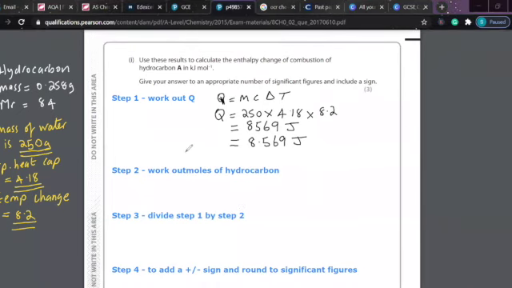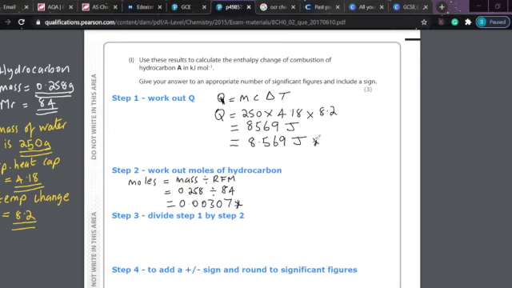Okay, step 2 is to work out the moles. I've just realized that I made a little mistake there, and I've just fixed it now. Moles equals mass divided by the relative formula mass or the molecular weight. The mass, I've written at the side already, 0.258, and the Mr is 84. So it's those 2 numbers divided by each other, and I get 0.00307 moles.